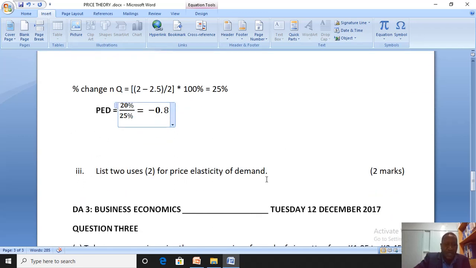And finally, part 3 of question C, list 2 uses for price elasticity of demand. Of course, price elasticity of demand is used for making price decisions by managers, and government can also use that to make tax decisions. When managers are making price decisions based on the PED, if the PED is greater than 1, you reduce the price to increase total revenue. If the PED is less than 1, you increase the price to increase the total revenue.